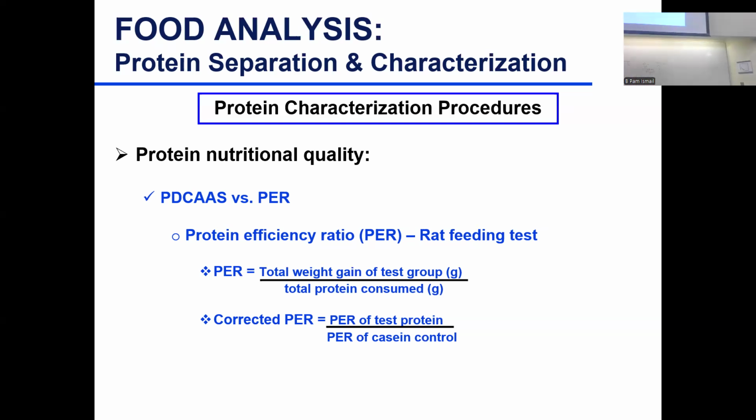We don't use it for older kids and adults because you would hope that you don't gain weight every time you eat protein, right? Gaining weight is not related to how much protein intake. So that's why PER is not an official method for use in children and adults. The way it works is that you get the total weight gain for the test group and the total protein consumed. That gives you the protein efficiency ratio. You correct it by a reference, usually casein, and then you get a score out of 1.